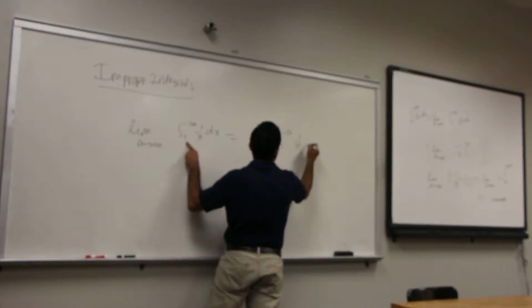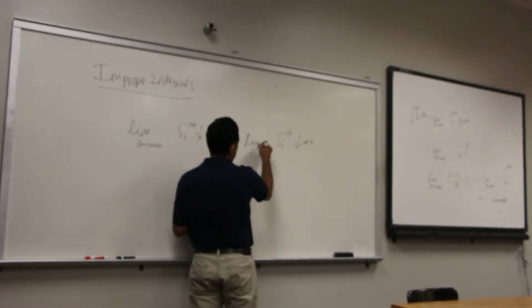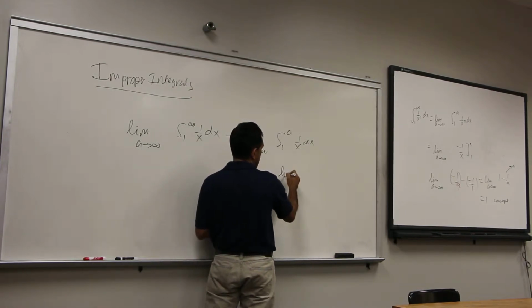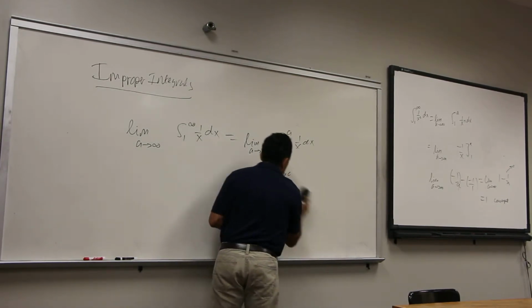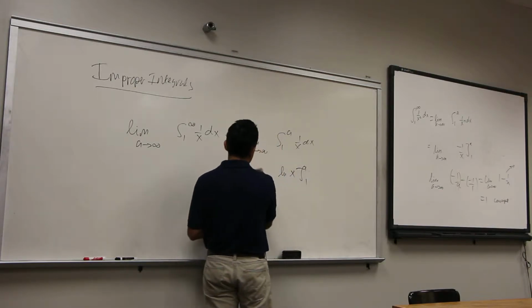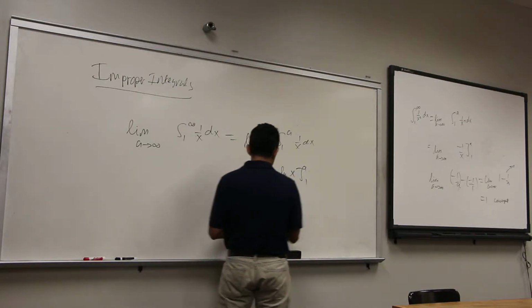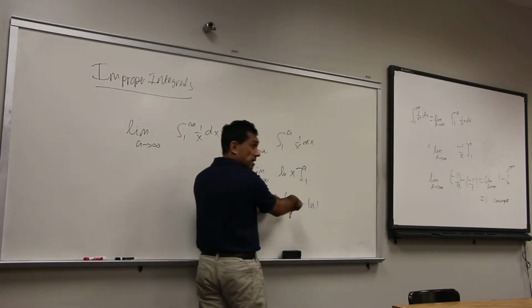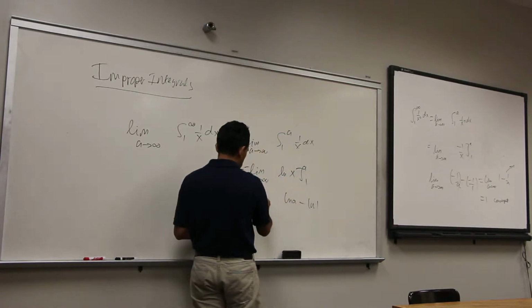Take a number A, and then let A go to infinity. So take the antiderivative of 1 over x, which is ln x. Evaluate it at A, evaluate it at 1, subtract, and then take the limit. So this is ln A minus ln 1. And now on that function of A, you will let A go to infinity.